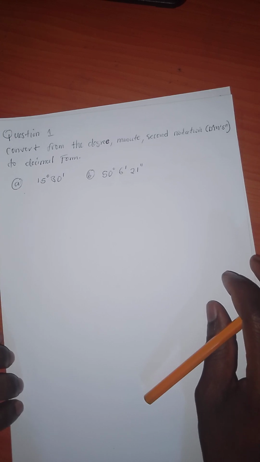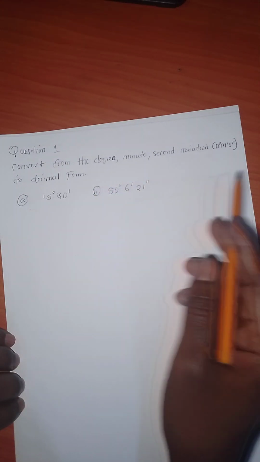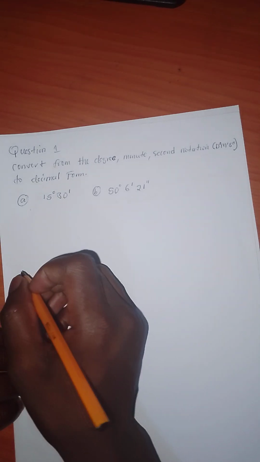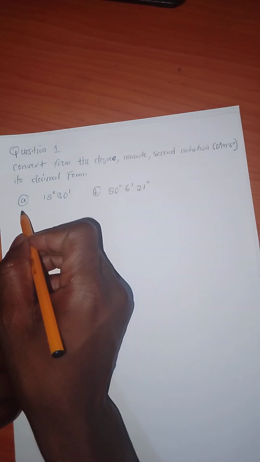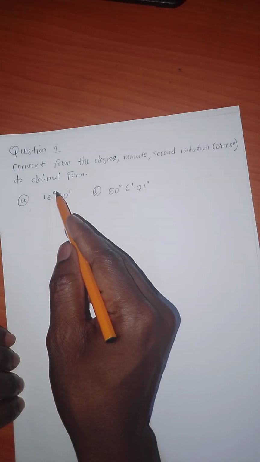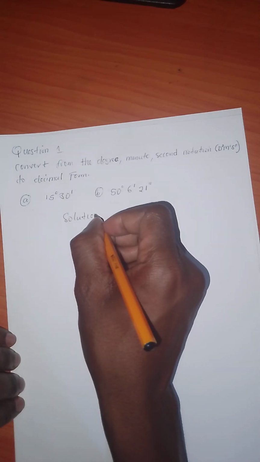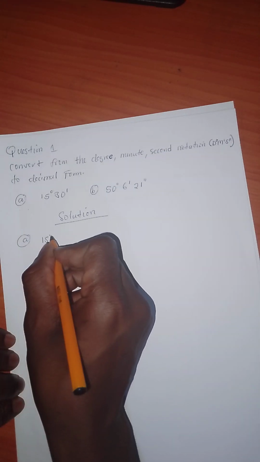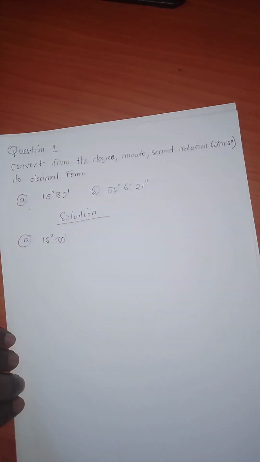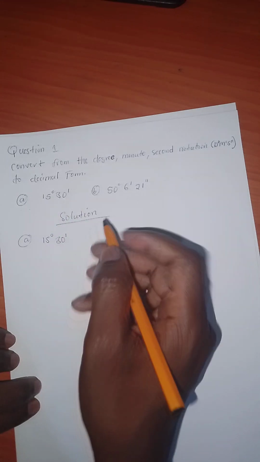Here is an example. Question 1 is saying convert from the degree, minute, second notation, which is the DMS notation, to the decimal form. Let's start with A: convert 15 degrees 30 minutes into the decimal form. Solution for A: we have 15 degrees 30 minutes.